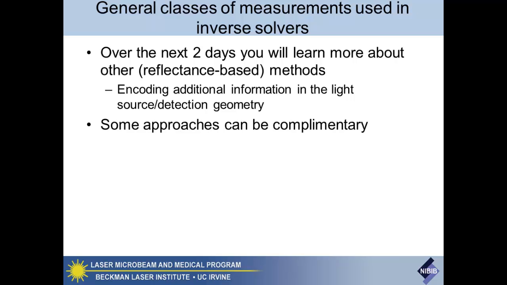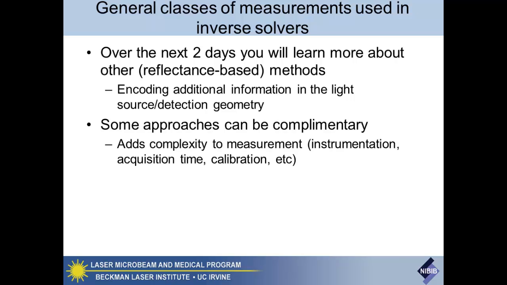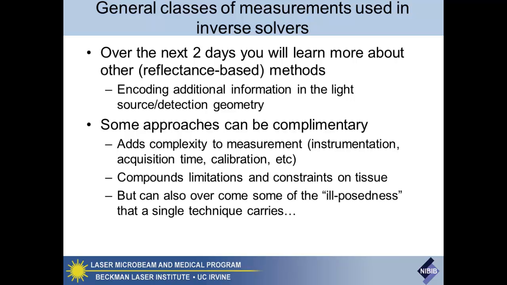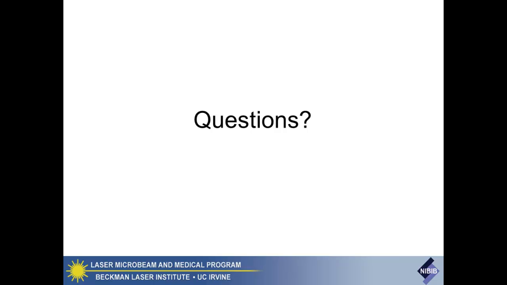I also wanted to point out that these approaches can be complementary in certain cases. If one has certain strengths and weaknesses, another one has a different strength, there may be an opportunity to have them work together. Of course, that adds complexity to the measurement and compounds the limitations and constraints on what type of tissue you measure, but it can help overcome some of the ill-posedness problem that seems to creep in no matter where we go. So that's it for today, I guess.